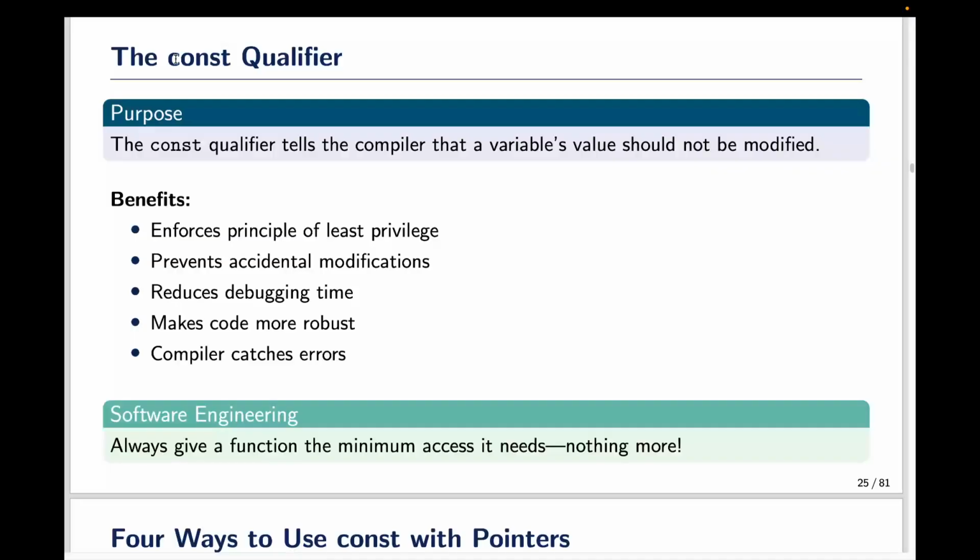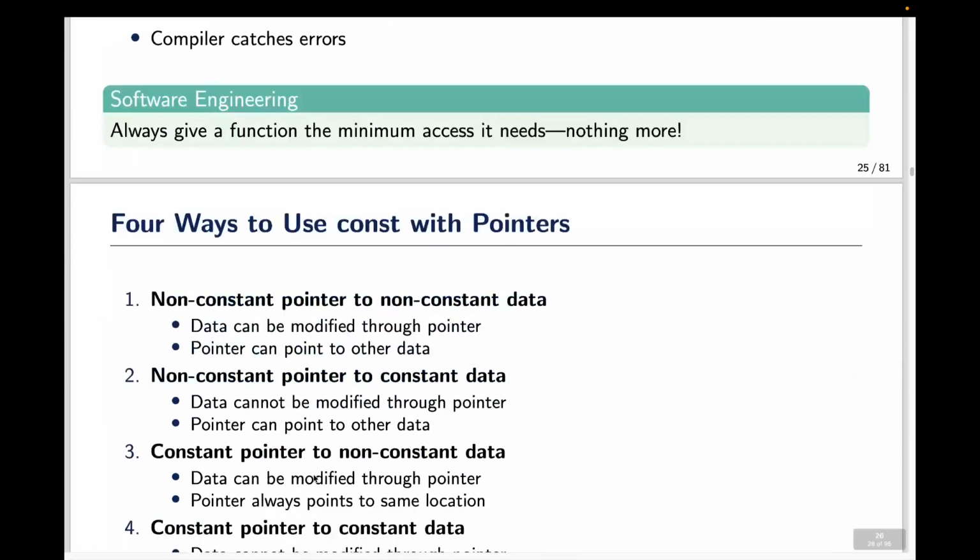And for those who have still not gone through part number 1, a pointer is a variable that stores the memory address of another variable. So it points to that memory address where that particular variable is stored. Then there are 4 ways of using const with pointers.